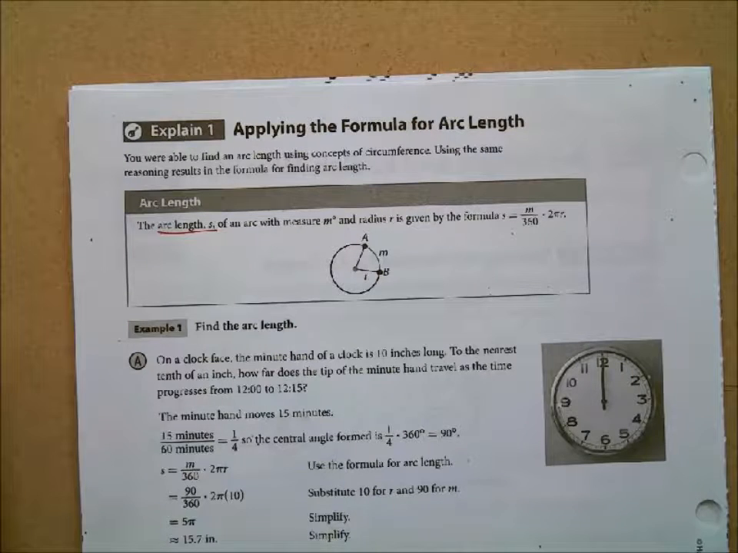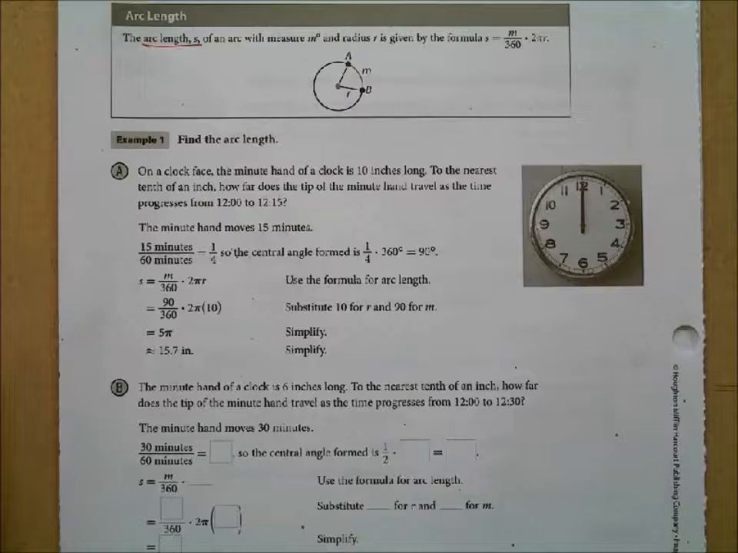I guess a doesn't make sense because we'd get it confused with what other idea? Probably area, right? So we don't use a, but s is what we use for arc length. So here's an example of a problem. On a clock face, the minute hand of a clock is 10 inches long. To the nearest tenth of an inch, how far does the tip of the minute hand travel as the time progresses from 12 to 12:15?